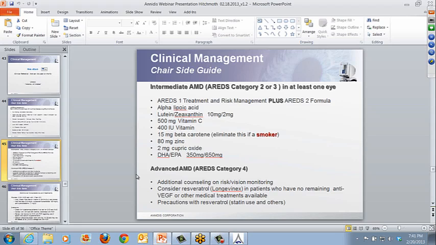But this is what I'm doing for those patients now, based on other studies that support using that combination of nutrients. For advanced AMD, all of the above for 1 and 2, and also additional counseling on risk and vision monitoring. Consider resveratrol in patients who have no remaining anti-VEGF or medical treatments available to them through ophthalmology.